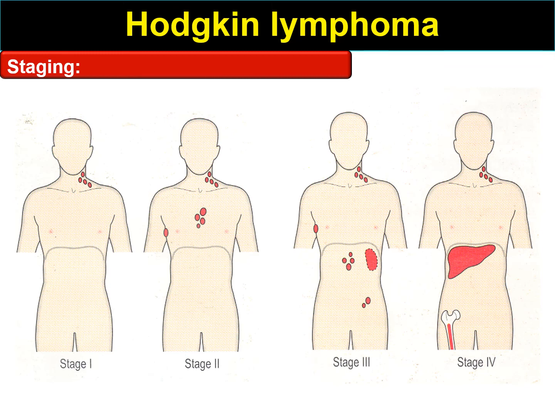This picture is describing the staging of the Hodgkin lymphoma from stage 1 to stage 4. Stage 1 is confined to one group of lymph nodes, while stage 2 is affecting more than one lymph node group, but these are located on one side of the diaphragm, and stage 3 is affecting both sides of the diaphragm. Stage 4 is the disseminated disease.